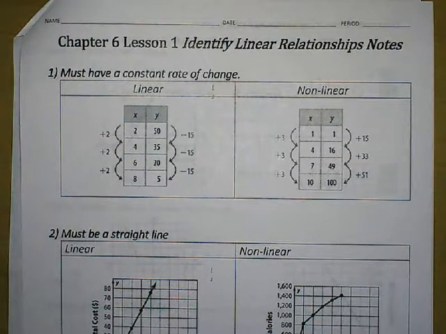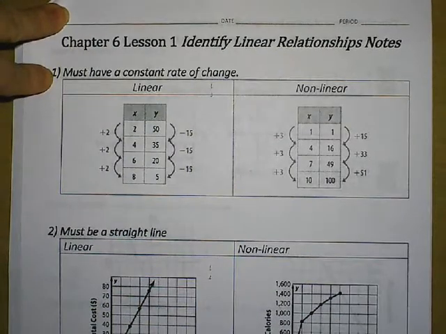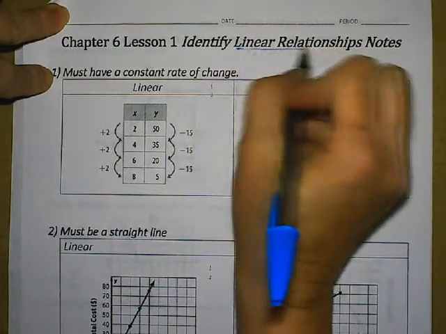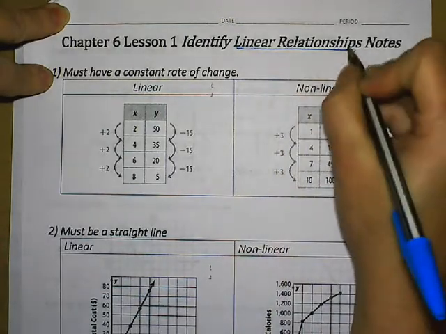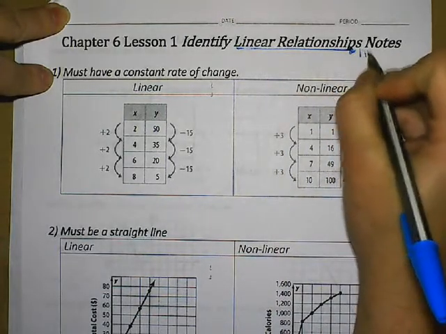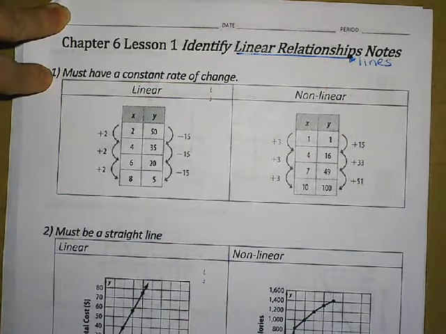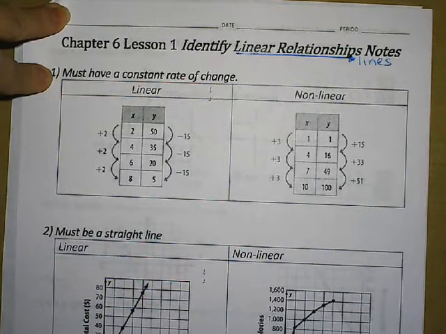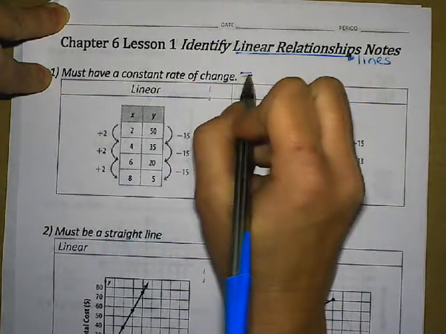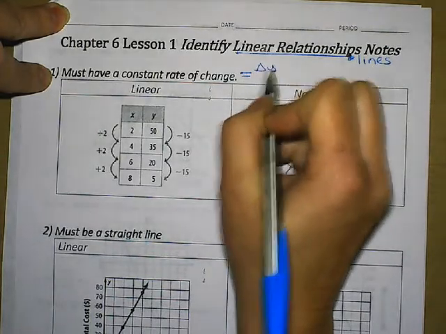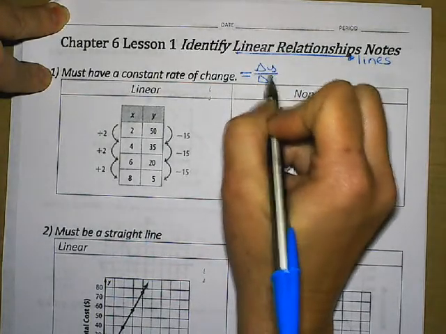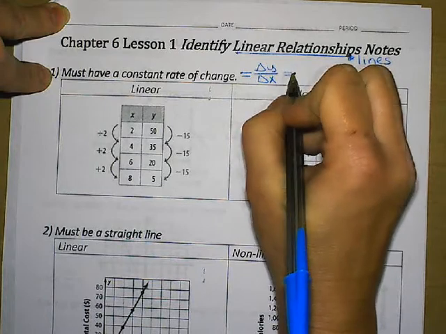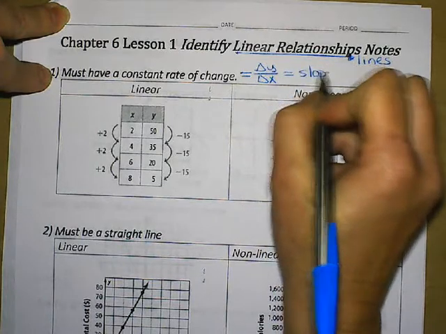Chapter 6, Lesson 1, Identify Linear Relationships. Linear relationships are lines. They are straight lines. You must have a constant rate of change. We have previously learned that it is the change in y over the change in x. We now call it the slope.